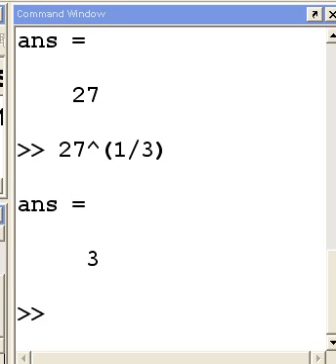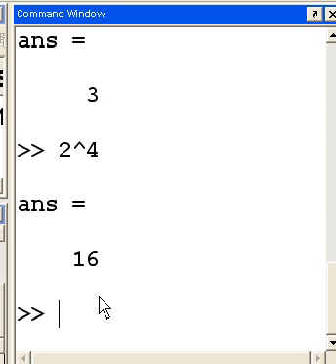Let's do that again, but this time let's do it with 2. 2 raised to the 4th power. That's 2 times 2 is 4, times 2 is 8, times 2 is 16. And I get 16. Now I'm going to take that 16 and I'm going to raise it to the, within parentheses, 1 over 4 power, and I should get my 2 back.